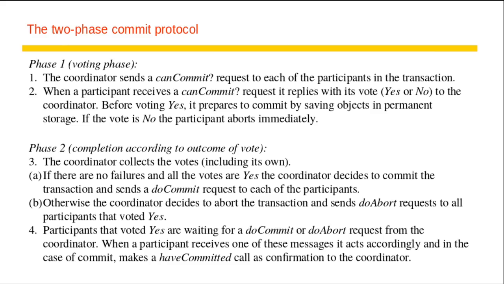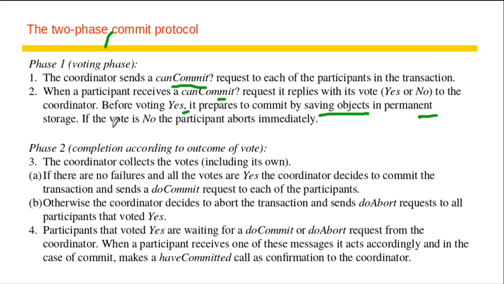If you want to see the phases, these are the two phases. First phase will be voting phase, and second phase will be the completion according to outcome of vote. Okay, so in the first phase what happened, the coordinator sends this can commit message to the participant, and when a participant receives this message, it replies with yes or no vote. Okay, if it is ready, it can commit the part of its transaction, then it voted yes, and with this voting, what it does, it saves all the objects in permanent storage.